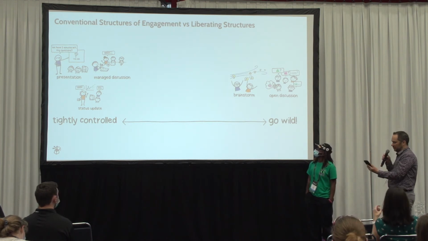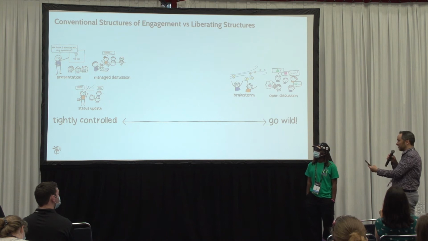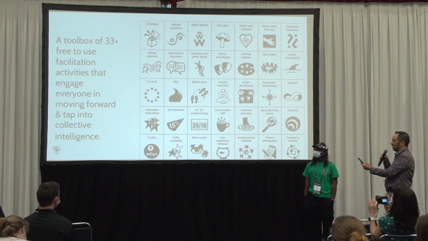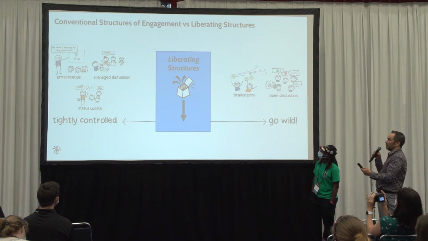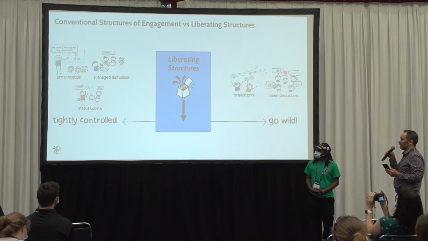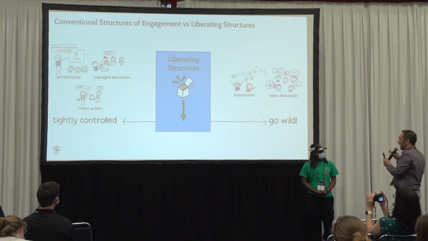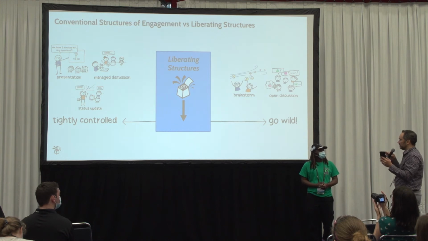So you have these two spectrums, and in answer to your question, liberating structures fall right in the middle of those two, where it's not chaos and it's not tightly controlled.